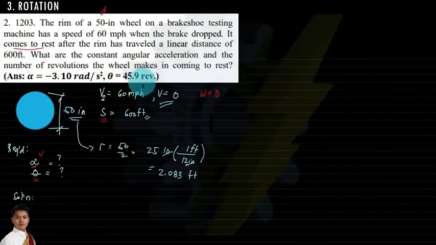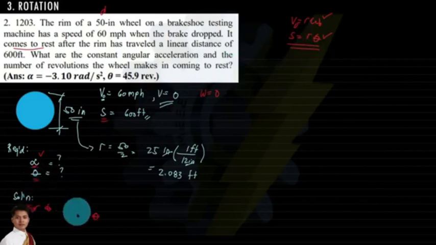So meaning, we can solve for omega and theta. If we have initial velocity, meaning we can solve also for initial angular velocity. Okay, so we can now solve for theta using this equation. So let us solve first for theta. Using this equation, wherein we have S of 600 feet, our R is 25 feet.